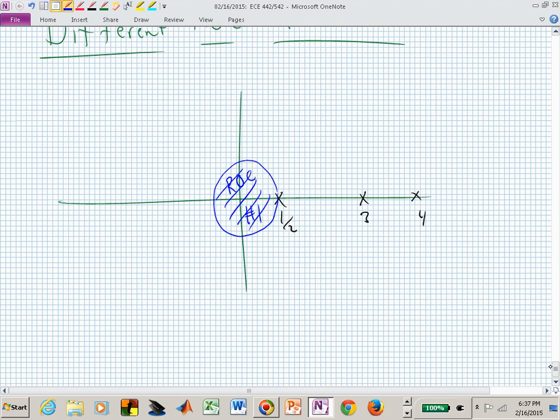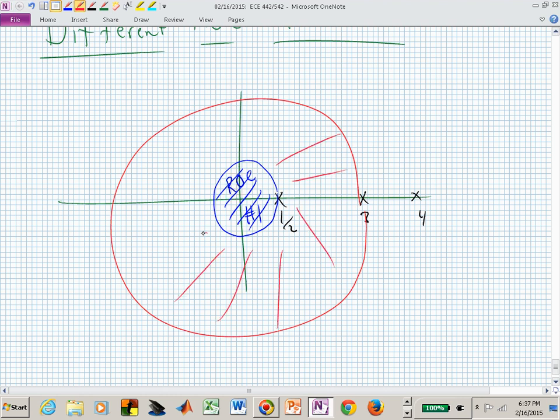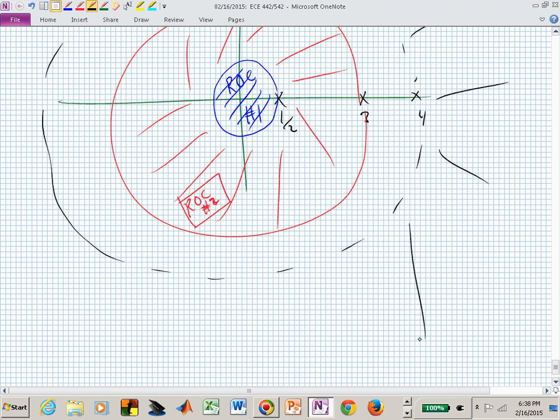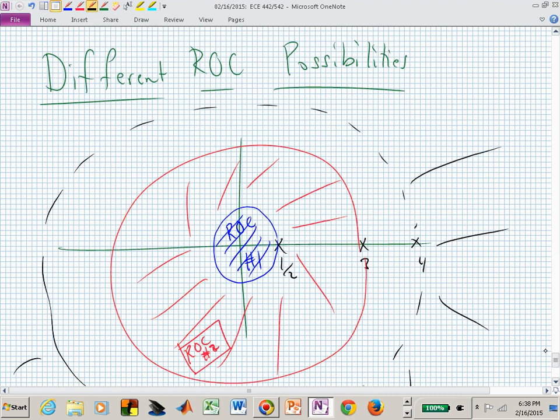Region of convergence number 2, let me say that that's the red region of convergence. That's supposed to be symmetric. Bagel didn't turn out very symmetric, did it? But this is now region of convergence number 2, and suppose that another symmetric region of convergence is beyond all of the poles.